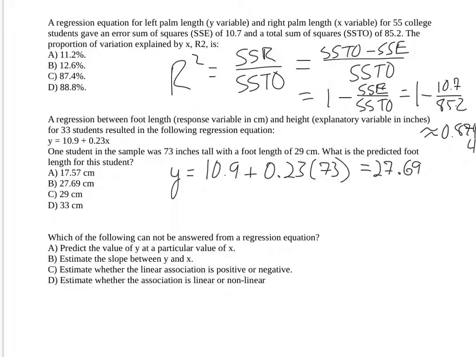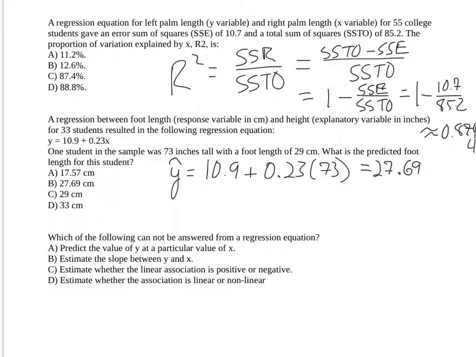And perhaps what I will write here is I'll put a little hat on this y, because that indicates that this is a prediction, right? Because we know what his y value is. His y value is 29 centimeters. So this is his predicted value based on the regression equation. We find that we predict his foot length in centimeters to be 27.69. Perfect, that's what we get.